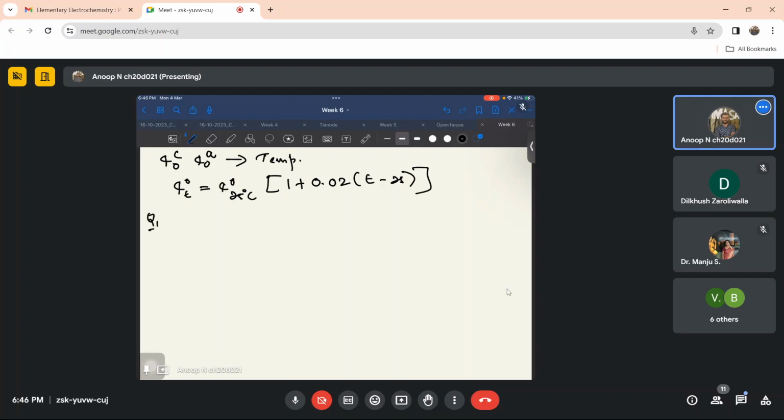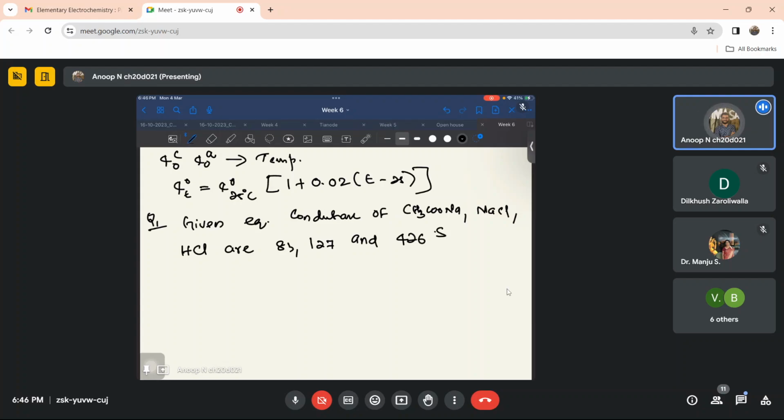So we'll just see one or two quick problems, otherwise it will be too much of theory. Given equivalent conductance of CH3COONa, NaCl, HCl are 83, 127 and 426 Siemens centimeter squared per gram equivalent at 25 degrees centigrade.